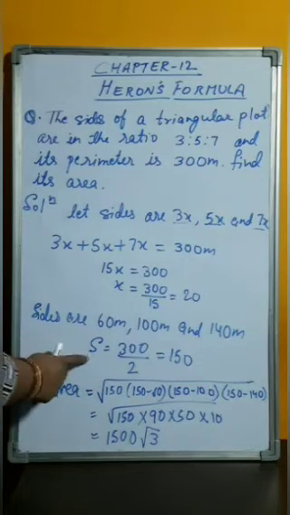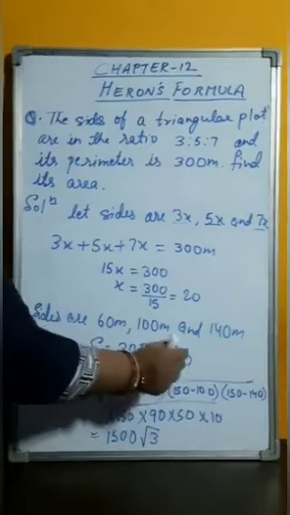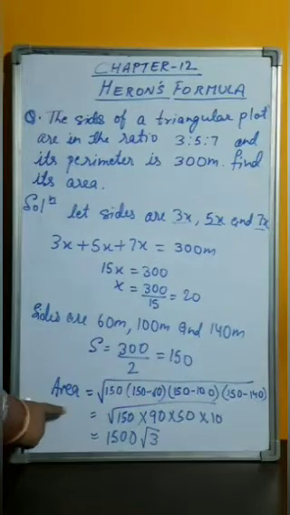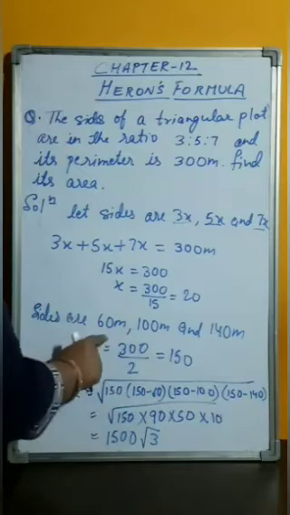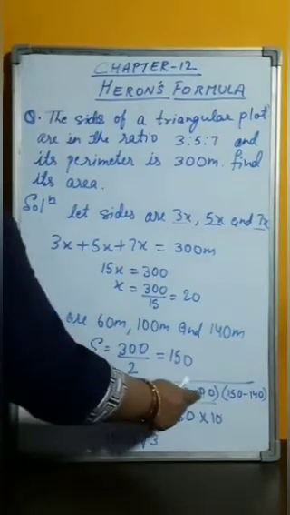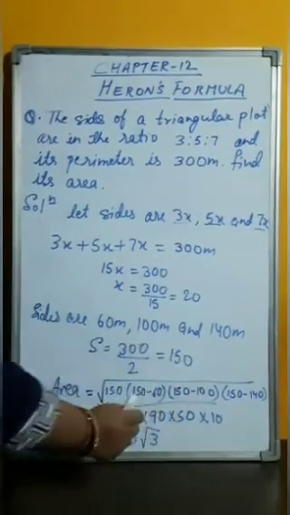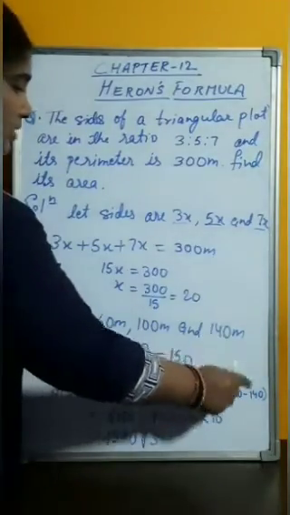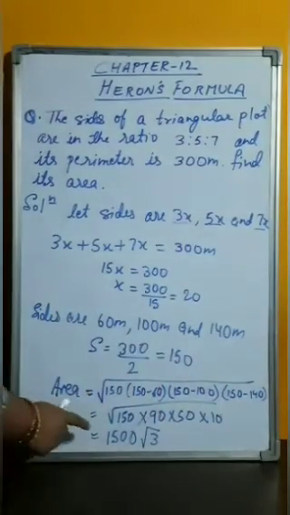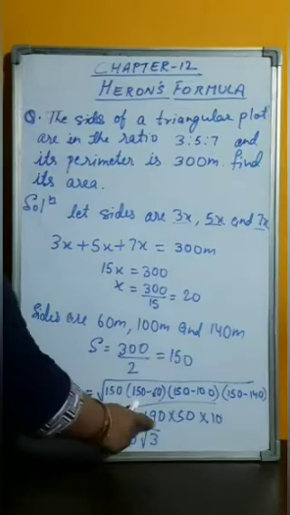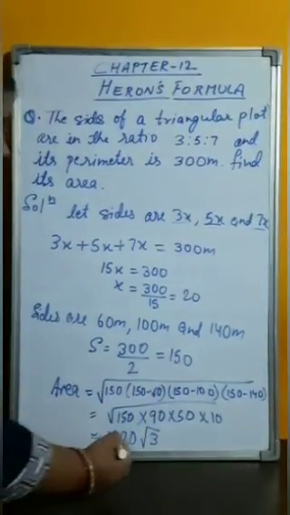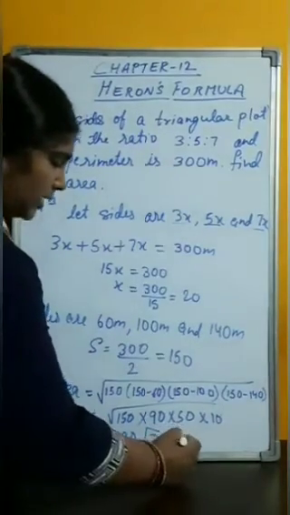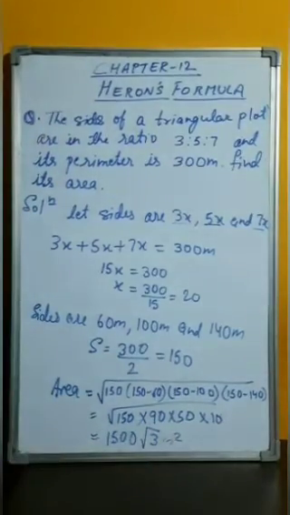Now for the semi-perimeter, perimeter divided by 2, that is 150. Now we can calculate the area by square root of S minus first side, that is 60 meter, S minus second side, that is 100 meter, and S minus C, that is 140 meter. When you solve, you will have 150 into 90 into 50 into 10. When you solve this, you will get 1500 root 3 meter square as the area of this triangular plot.